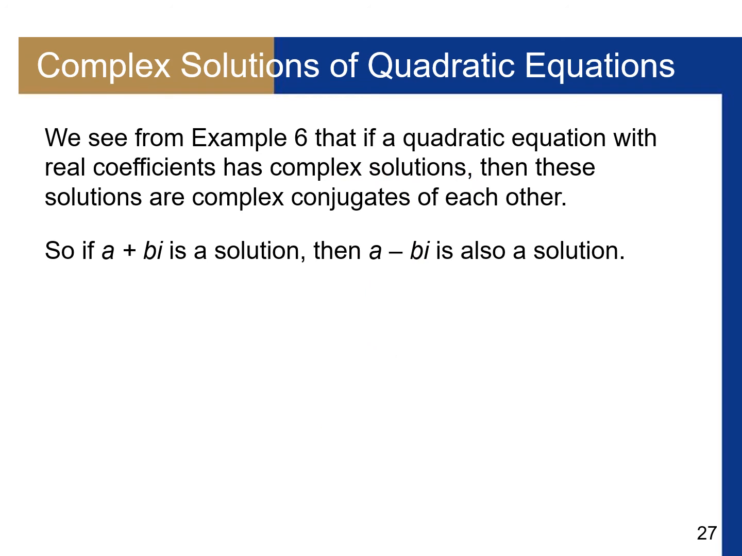From example 6, we see that if a quadratic equation with real coefficients has complex solutions, then the solutions are complex conjugates of each other. So notice the last solution, we had a complex number, and the only difference between that and the other solution was that they were conjugates.